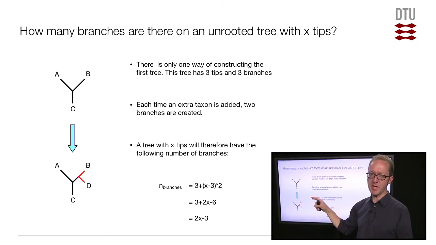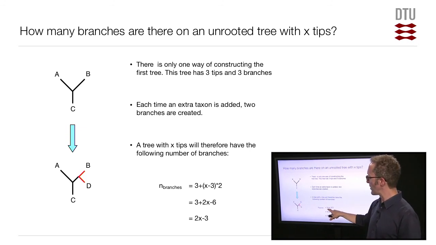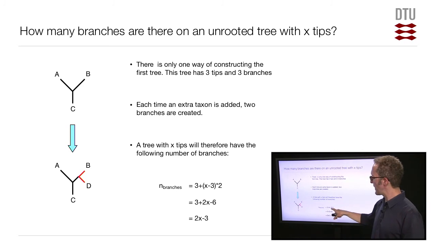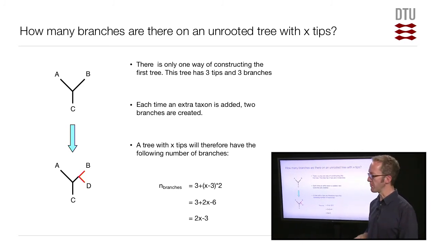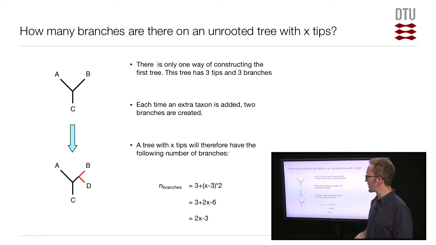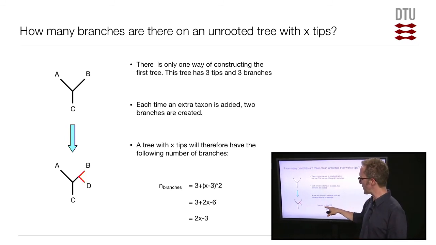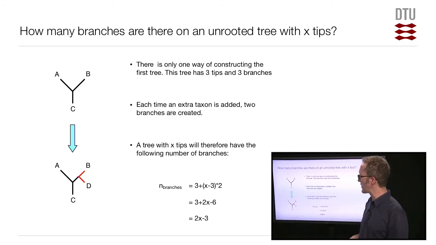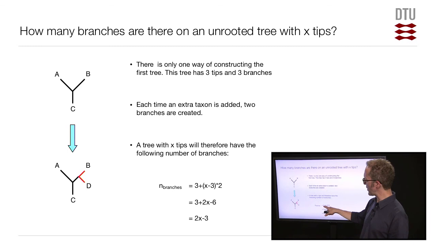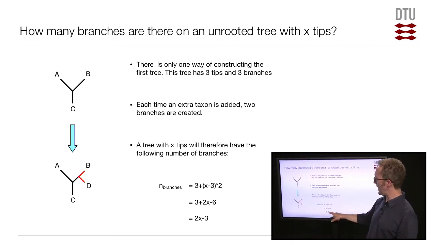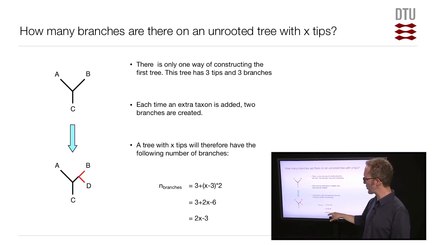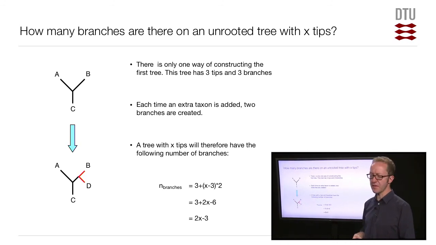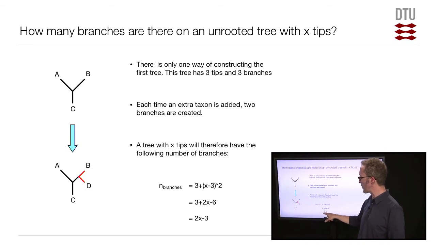This means that the total number of branches, if you have x tips, will be 3 from the original tree, and then it will be 2 for each additional species, in addition to the original 3. So the total number of branches will be 3 from the original, plus 2 times the number of species that are in excess of 3. So 3 plus (x minus 3) times 2. Multiply it out, it's 3 plus 2x minus 6. Rearrange a bit, we get 2x minus 3. So if we have x tips, then we have 2x minus 3 branches. If we have 10 species, for instance, then we have 2 times 10, that's 20, minus 3, that's 17 branches. It's a very simple relationship.